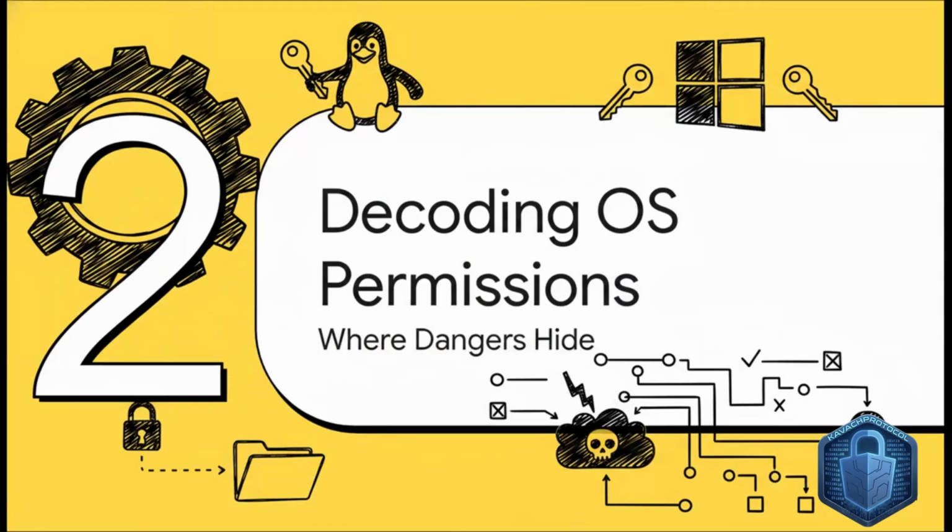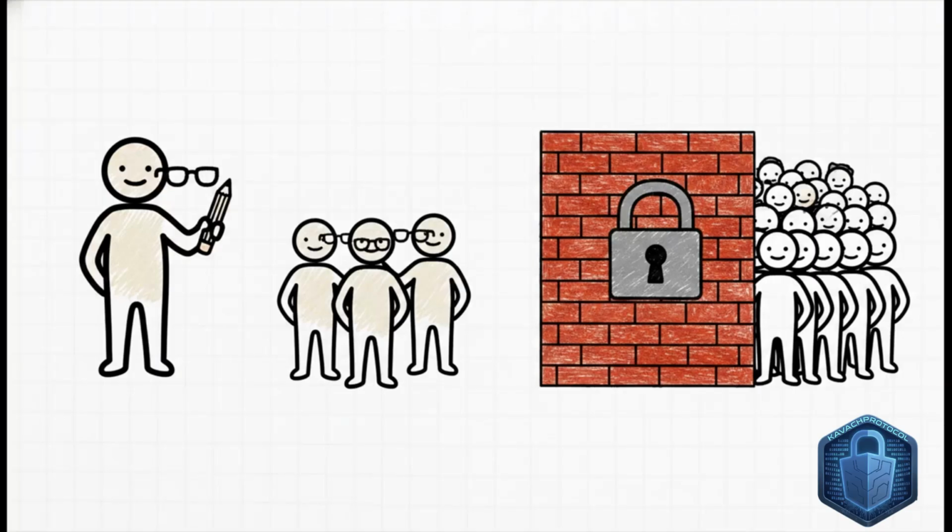Moving right along to Section 2, Decoding OS File Permissions. Let's decode a Linux permission string. Kind of like reading a secret message. See that string on the left? That very first dash just tells us it's a regular file. Then we have 3 distinct chunks. The rw- means the owner of the file, in this case root, can read and write to it.